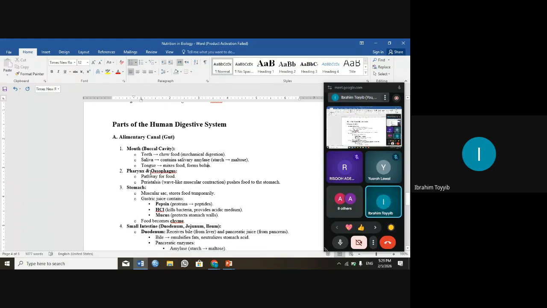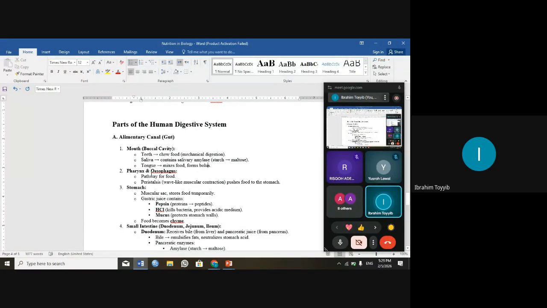Then we have the pharynx and esophagus. The pharynx is where there is what we call the epiglottis. The epiglottis covers the windpipe and the esophagus will be open. This is why the food cannot pass through your windpipe. Whenever you are swallowing, the epiglottis covers the windpipe, so that the food will not pass where it is not supposed to pass.